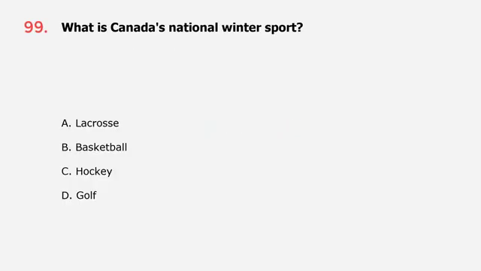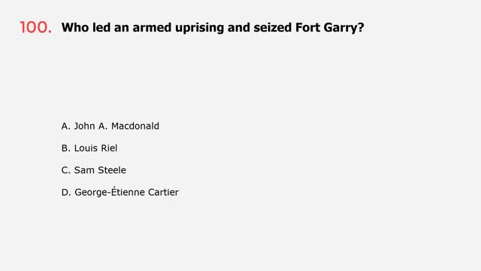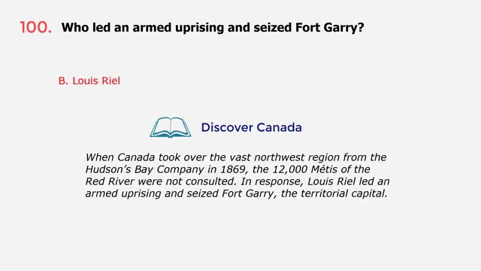Question 99. What is Canada's national winter sport? A. Lacrosse. B. Basketball. C. Hockey. D. Golf. The answer is C. Hockey. Question 100. Who led an armed uprising and seized Fort Garry? A. John A. Macdonald. B. Louis Riel. C. Sam Steele. D. George Adrien Cartier. The answer is B. Louis Riel.